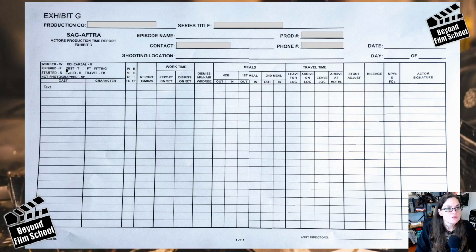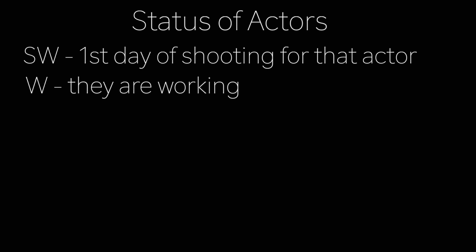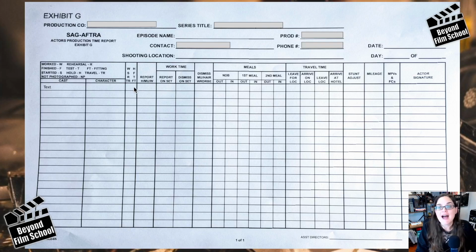Okay, so W means worked, F means finished, S means started, not photographed, and rehearsal, test, hold, fitting, travel. What all that means. Okay, so worked means they worked that day, right? So usually at the start of an episode, you will have SW. So that means they started work, right? You'll put SW in there. It's their first day. Now let's say it's their second day on set. That's when you put a W. That means they worked.